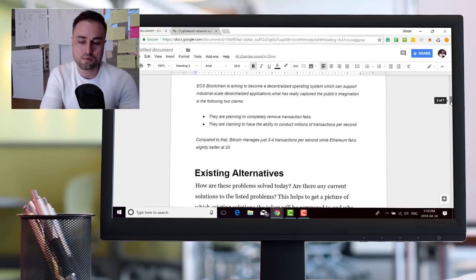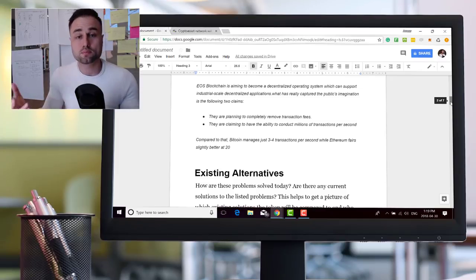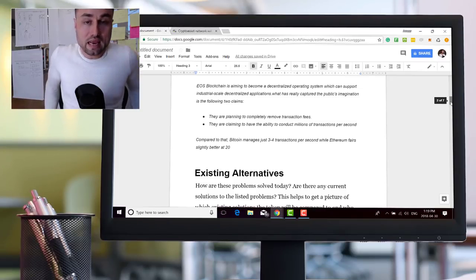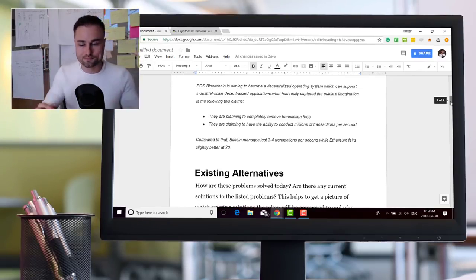To give you some example, compare that to Bitcoin, which is roughly 3 to 4 transactions per second, and Ethereum, which is roughly around 20, give or take. If you have a dApp, it's around 7 transactions per second. So that's a problem they're trying to solve: the scaling of a decentralized ecosystem.